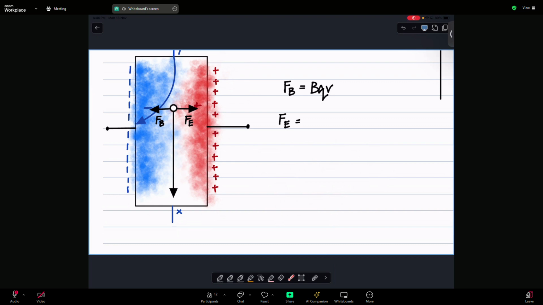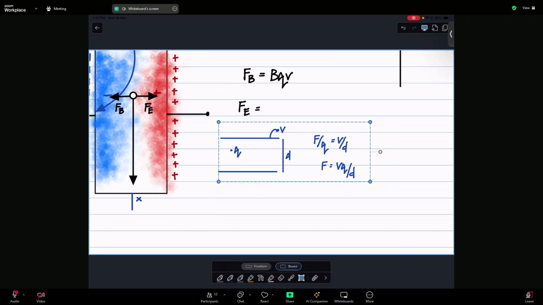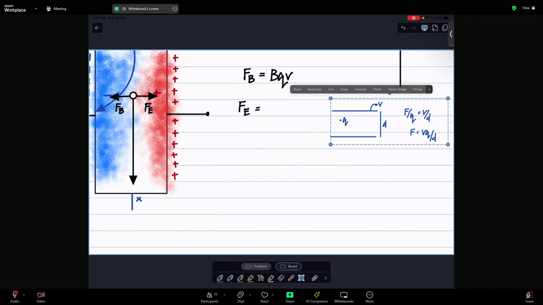You guys are just randomly throwing around words. I don't think you understood the question. There are two plates with a field, and then there's a distance D, and a potential difference of V, and there's a charge Q inside, right? Yes. F by Q equals V by D. So F is equal to VQ by D. So yeah, it just proves that you can't remember anything.